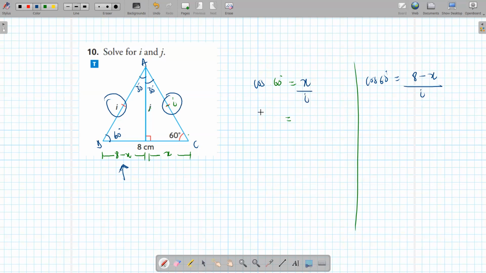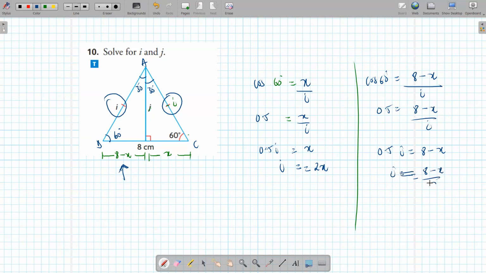Cos 60 is 0.5. So 0.5 is x over I. 0.5 is 8 minus x over I. Multiply both sides by I. x is 0.5 I. 8 minus x is 0.5 I. That means, again, you can either solve for I or you can solve for x. It doesn't really matter. I is going to be x over 0.5. It's going to be 2x. I is going to be 8 minus x over 2.